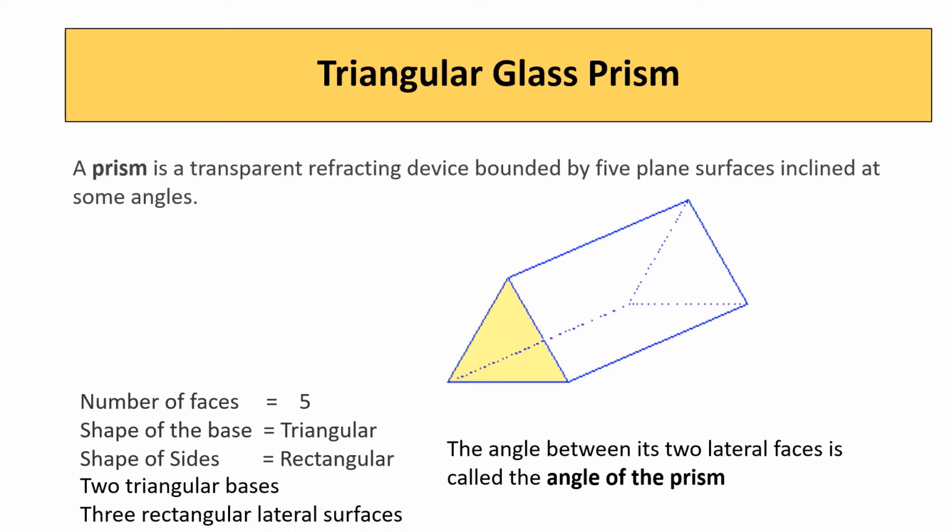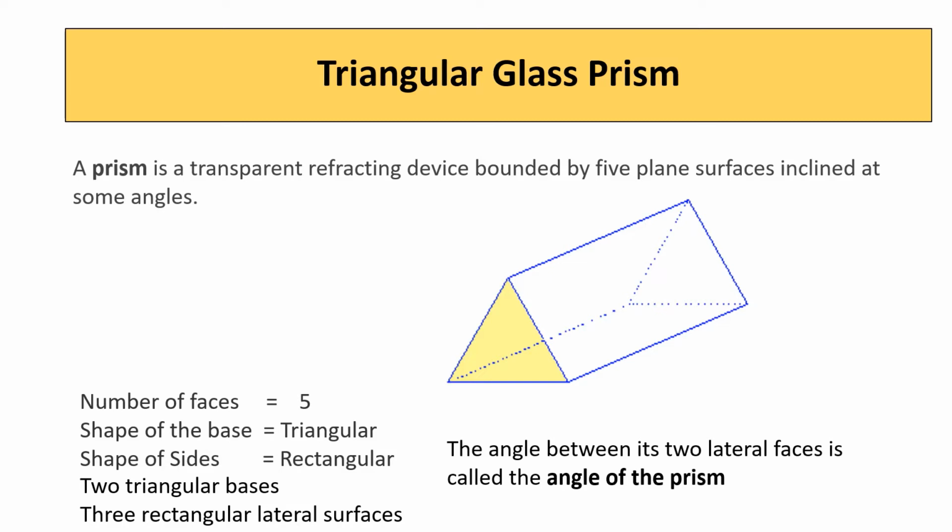First, let us look into a prism. What do you mean by a prism? A prism is a transparent refracting device bounded by 5 plane surfaces inclined at some angles. This is the diagram of a triangular glass prism.